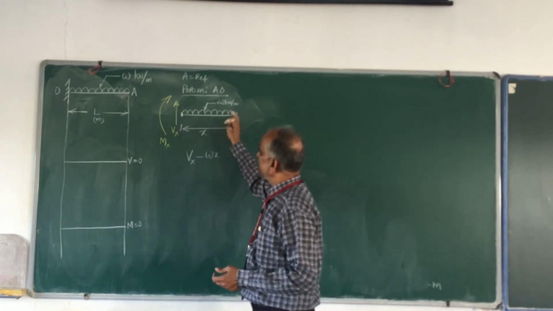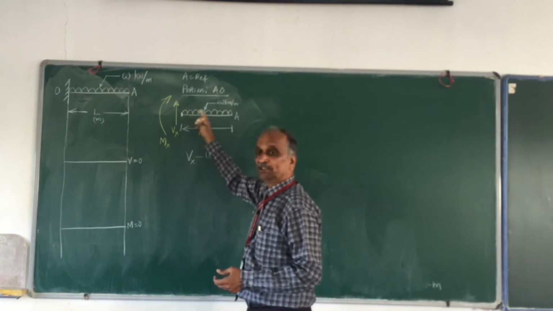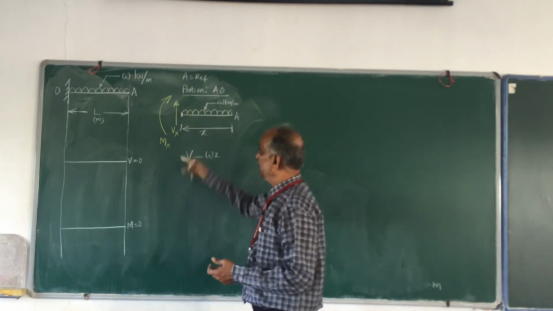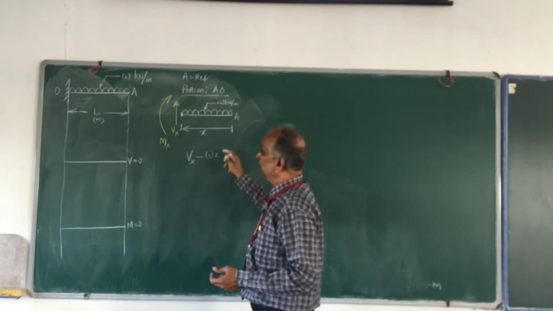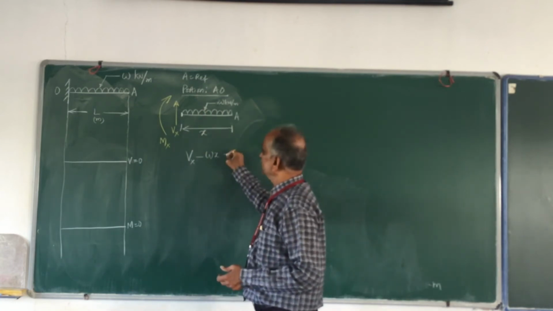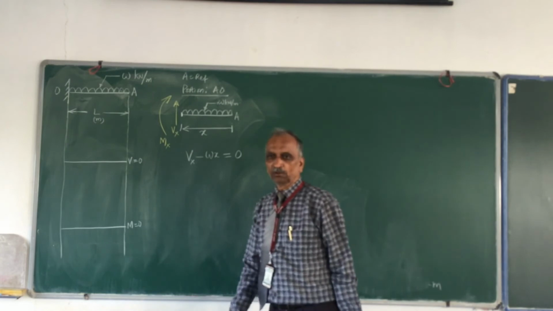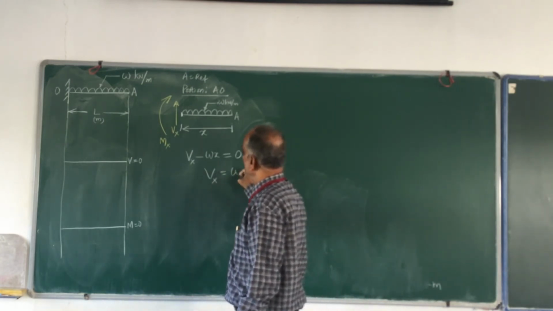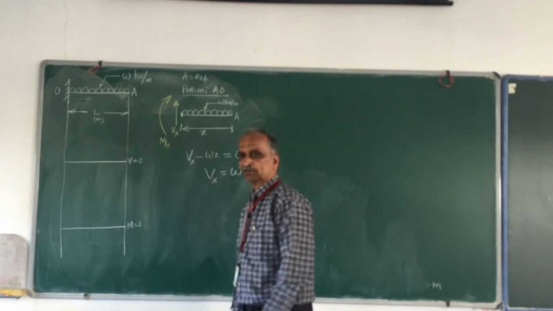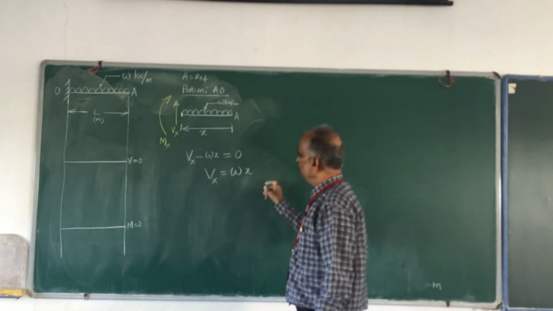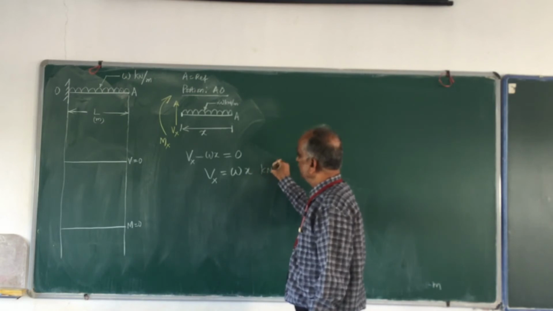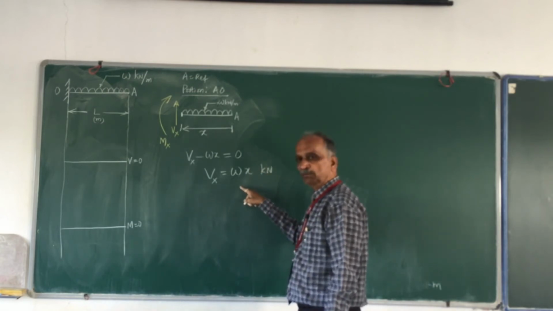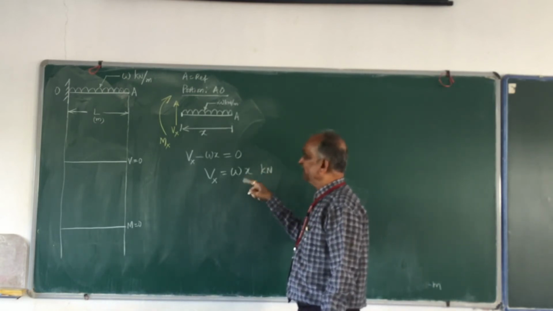So any other load here? This entire portion load has been taken. It is not just a point load. I don't have any other load here. The entire load has been taken, and there is no other load. This is equal to 0. So therefore, the expression is Vx equal to W into x. Please remember the unit of this: it will be so many kilonewton. W is so many kilonewton per meter multiplied by x.